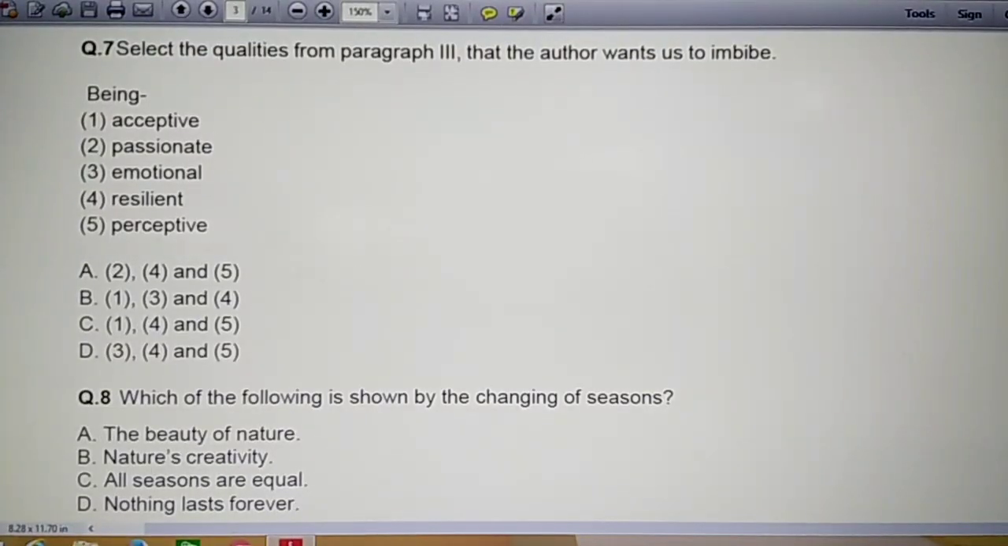Question number 7. Select the qualities from paragraph 3 that the author wants us to imbibe. Being acceptive, passionate, emotional, resilient, perceptive. So the right option for that will be C, 1, 4 and 5: acceptive, the 4th one resilient, and the 5th one perceptive.